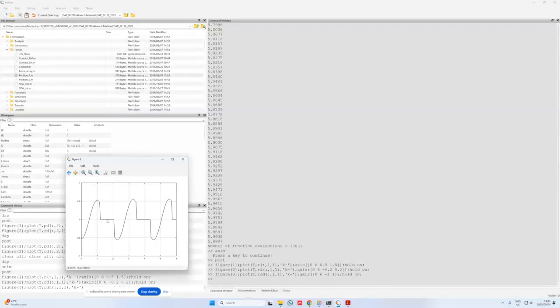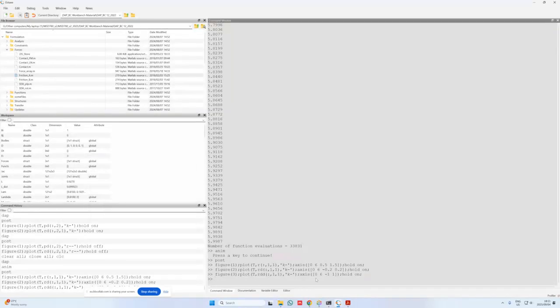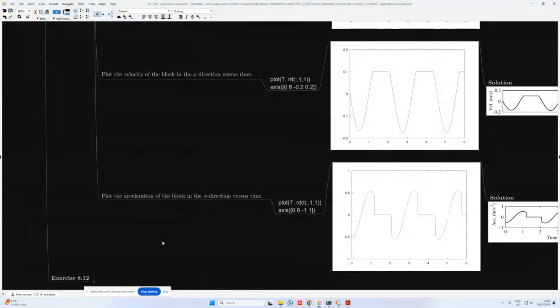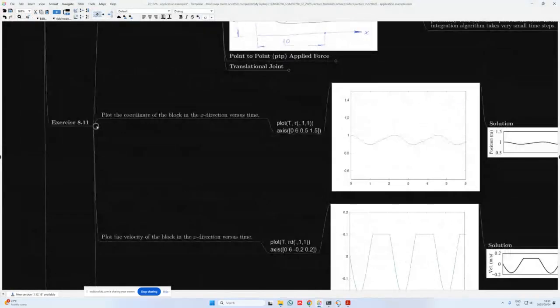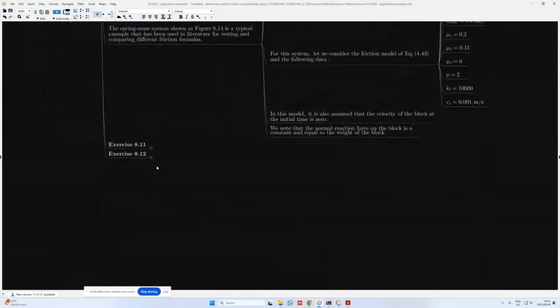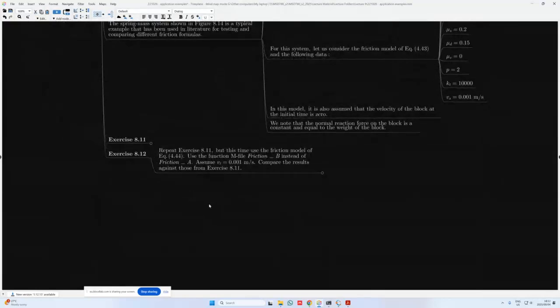So I can indeed see that there is a region in which I have zero acceleration, so at which point the block is moving at a constant speed, and that is when it's equal to the speed of the conveyor belt, then I have zero acceleration in this case. Okay, so that is then exercise 8.11, which I wanted to consider for friction model A.